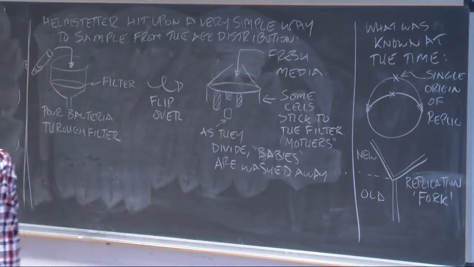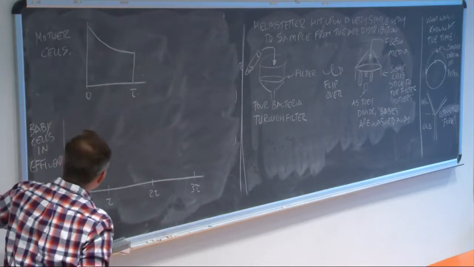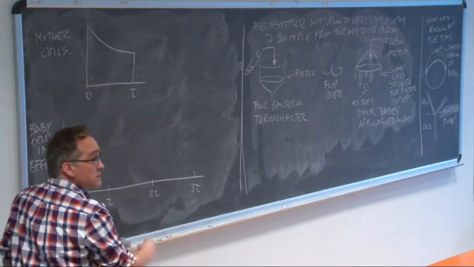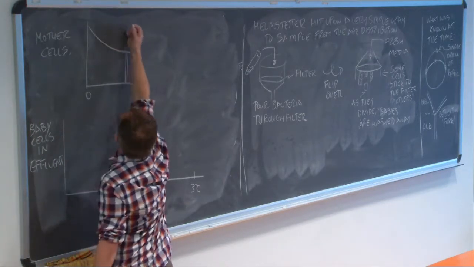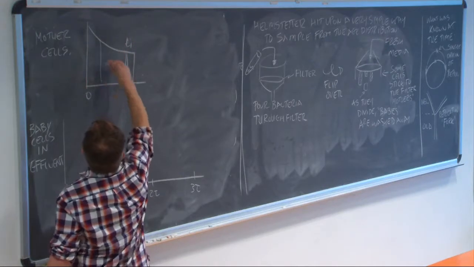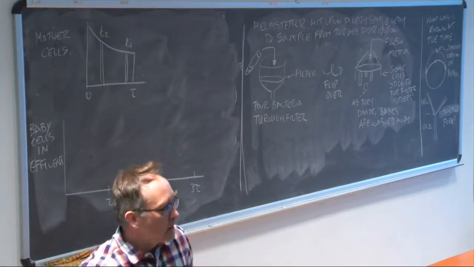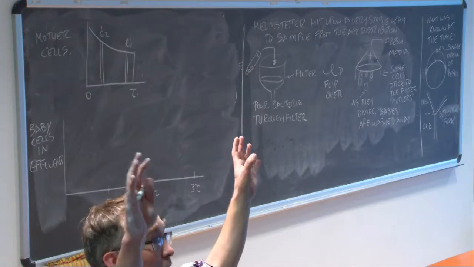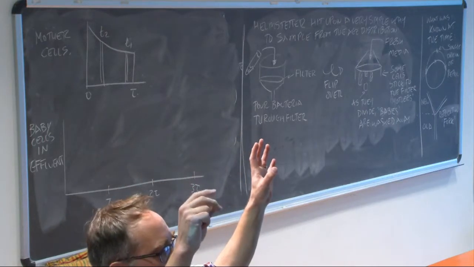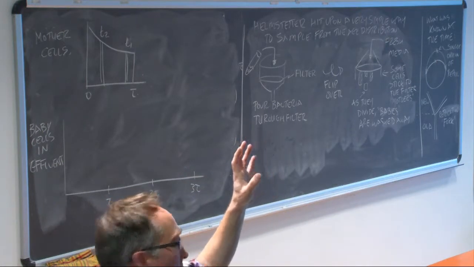So it's sort of the waste media, if you like. So what's happening? These guys fall off first. So let's call this T1. Then later on, the babies from these cells fall off. Does that make sense? So you've got them all stuck. The ones that are very big and about to have a baby, doop, drop their baby right away.